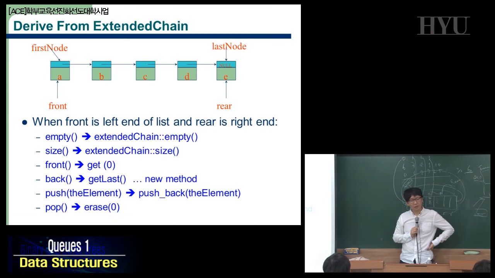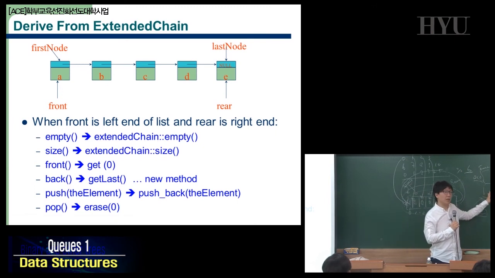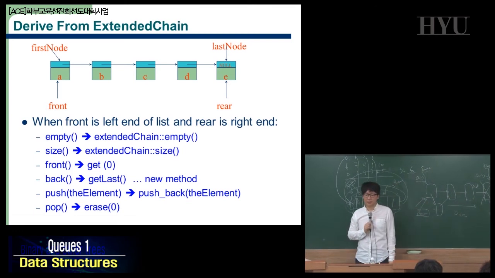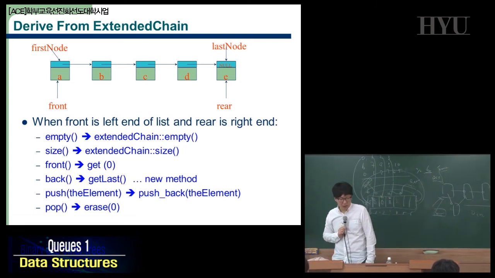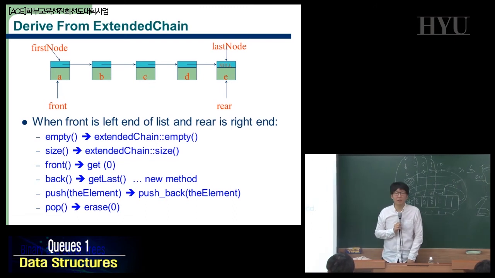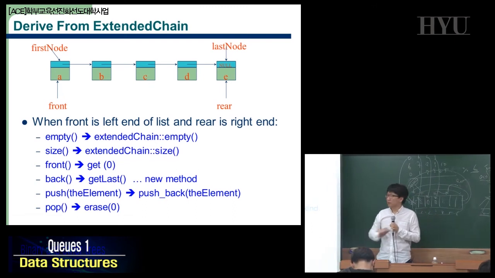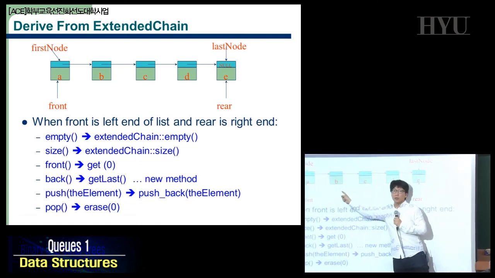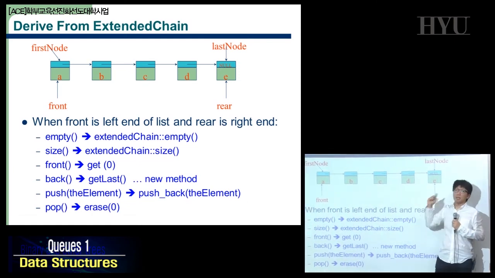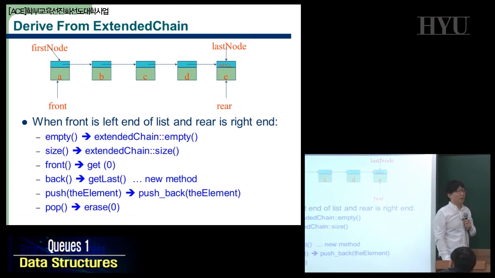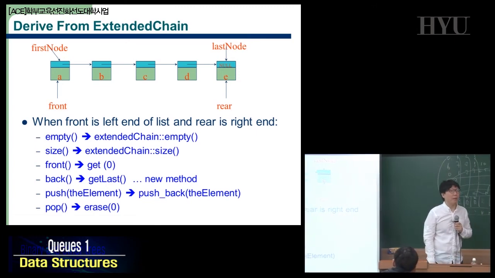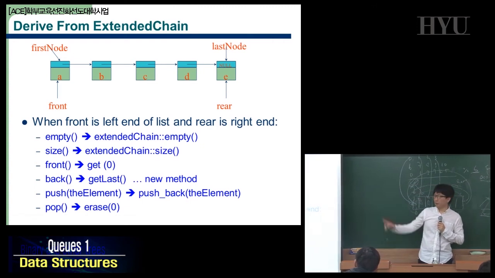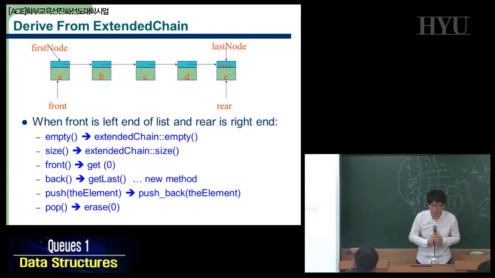Front is the left-hand end. You just simply take the first one out, then the next one, take out. So you don't need to go to the end of the list for this one. Push back, pushing a new element in here, you need to go through 1, 2, 3, 4, 5, just like in the stack examples where we kept the top at the rightmost end. Pop erases the first one. It's pretty much the same.